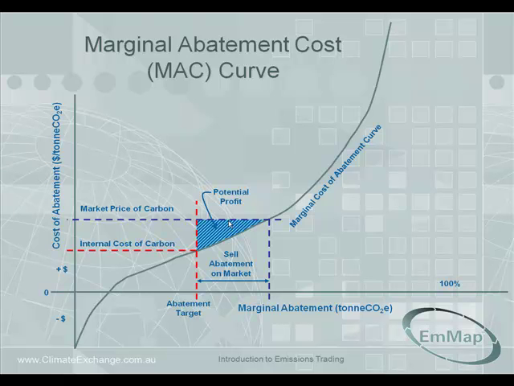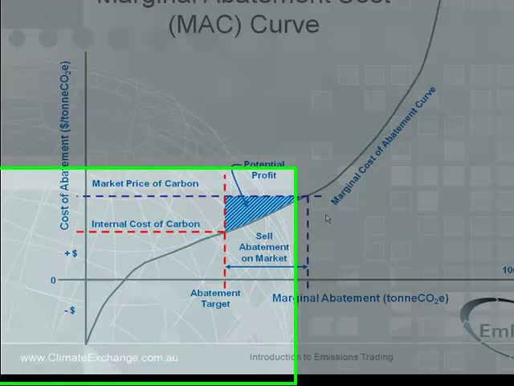Essentially what any emissions trading scheme is designed to do, whether it be a cap and trade scheme or a baseline and credit scheme, is to encourage all this cheap stuff before we do any of the expensive stuff. That's emissions trading.